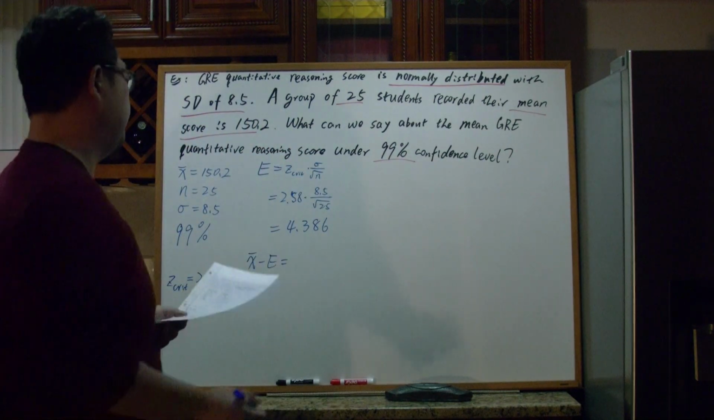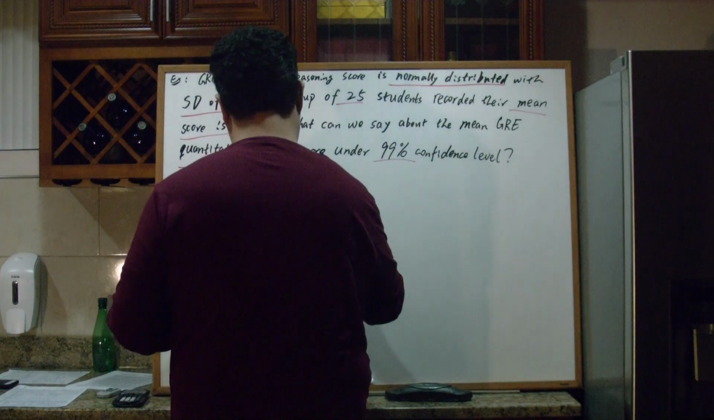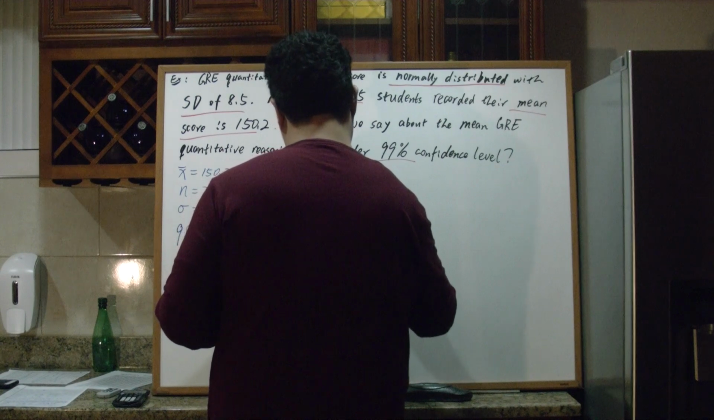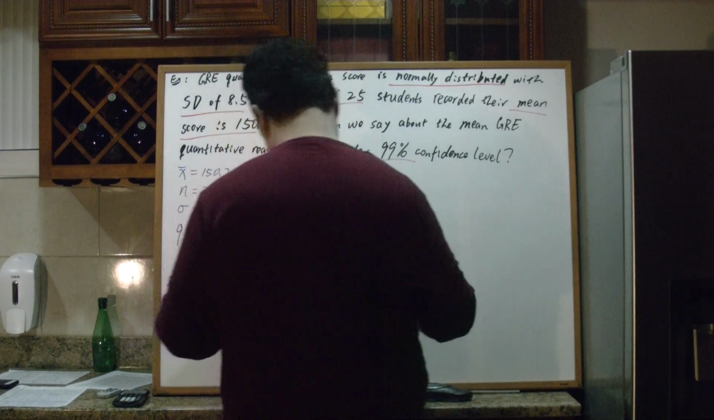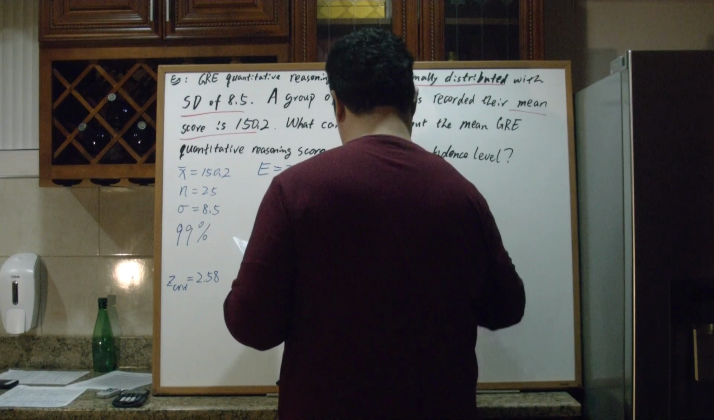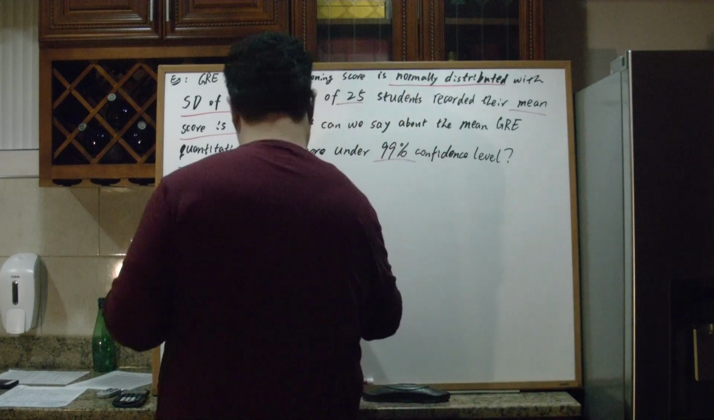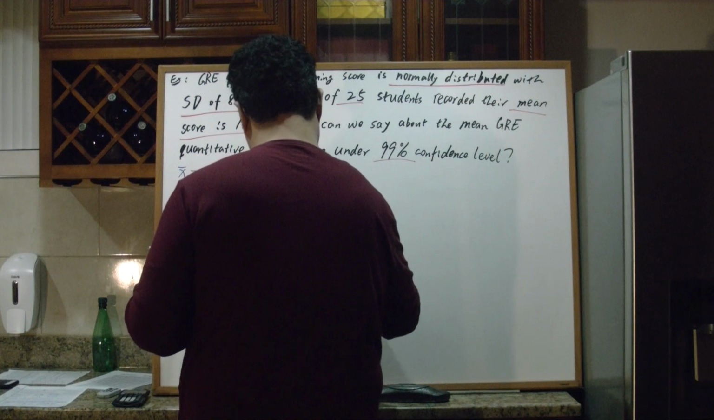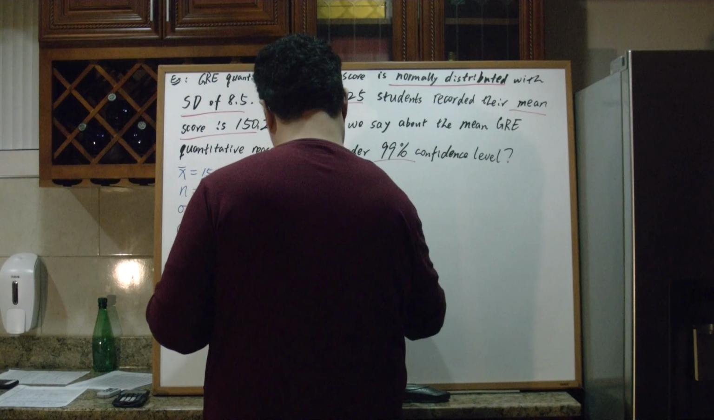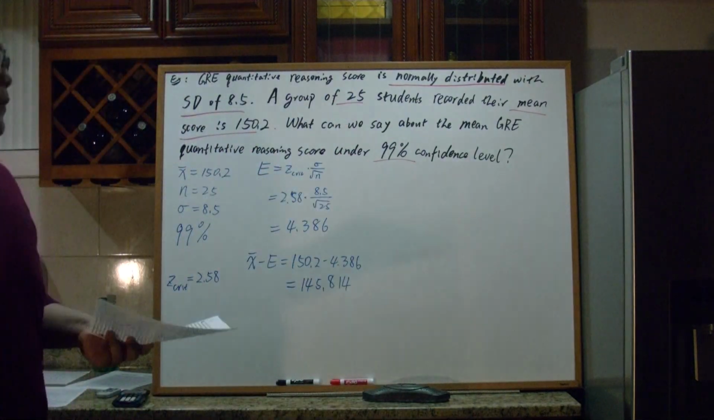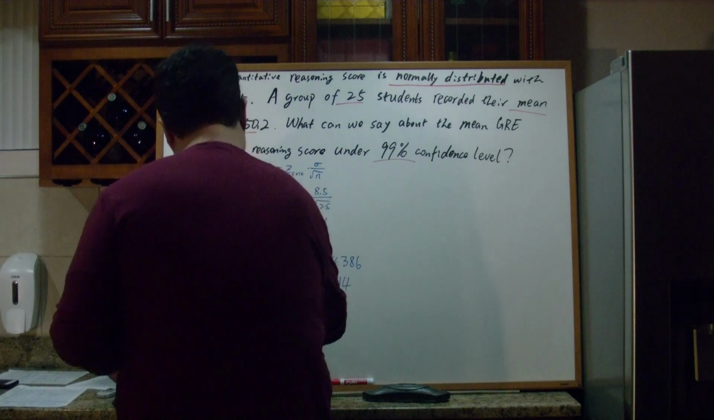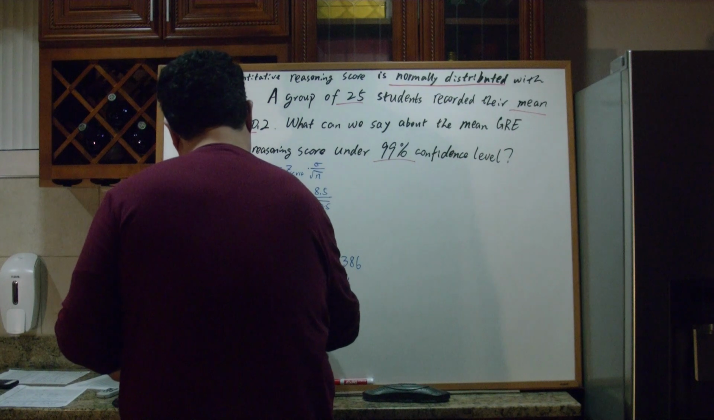Then we find two values, the lower limit x bar minus E and the upper limit x bar plus E. Right, the x bar minus E, that's 150.2 minus 4.386, is 145.814. That is the lower limit. And we find the upper limit, x bar plus E.